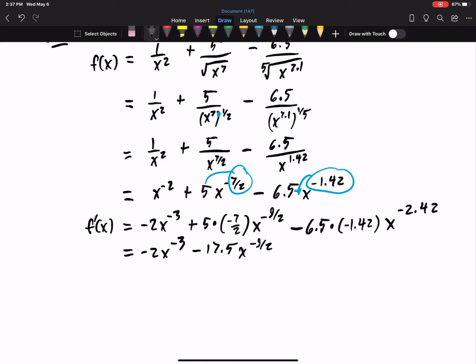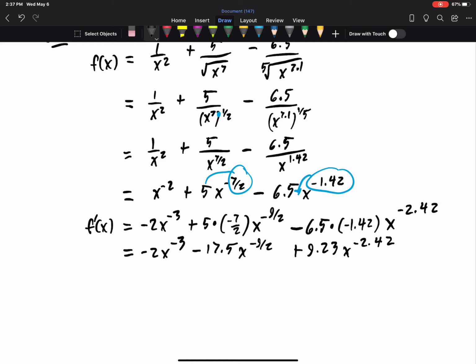All right, and then now we need to multiply this third term, fractions here. So we have 6.5 times 1.42, and the negatives cancel out, giving us 9.23 x to the minus 2.42. Okay, so that's it. We're just using decimals here. Same exact rules apply. You just have to hit the calculator a little bit harder.